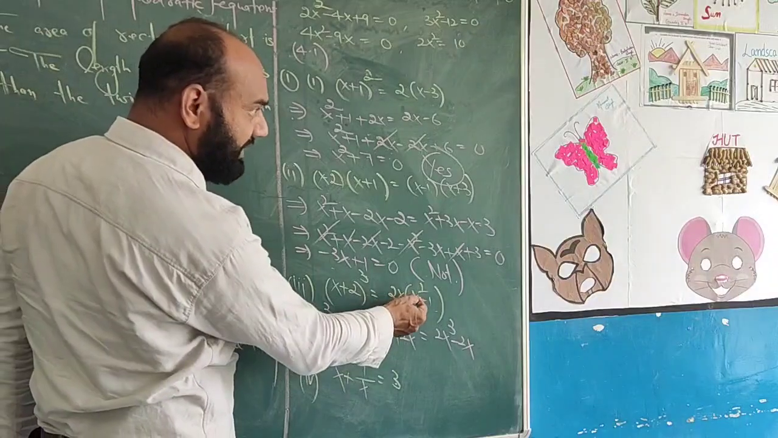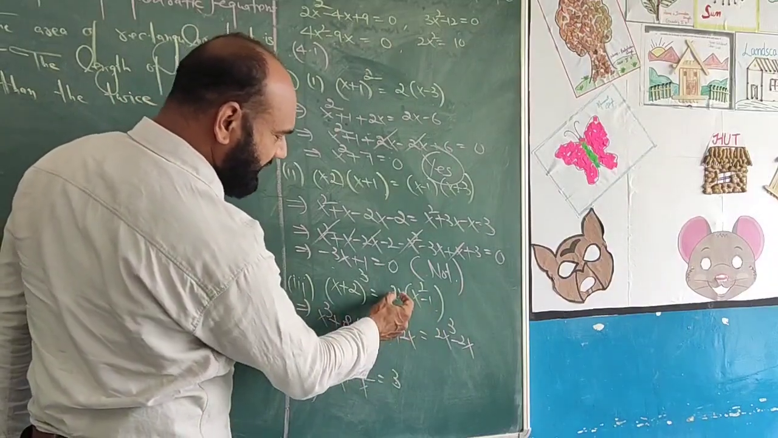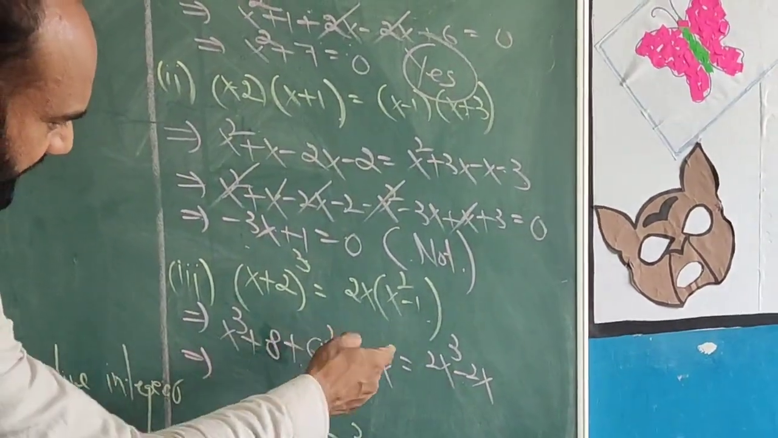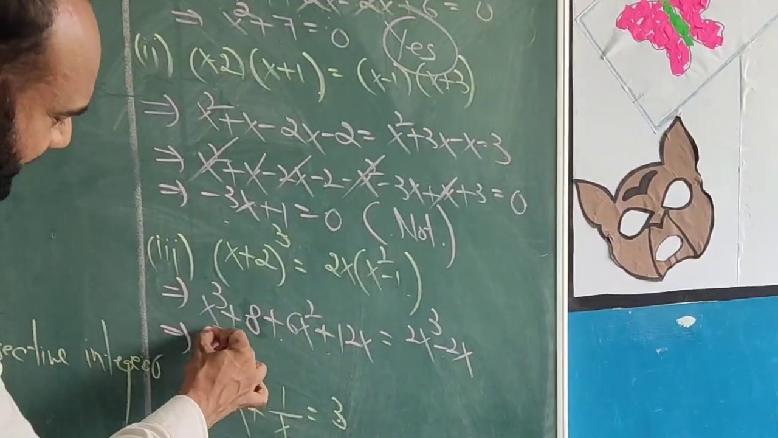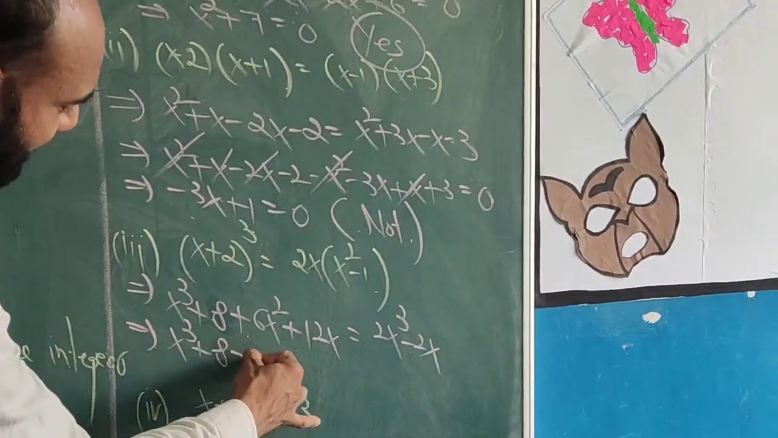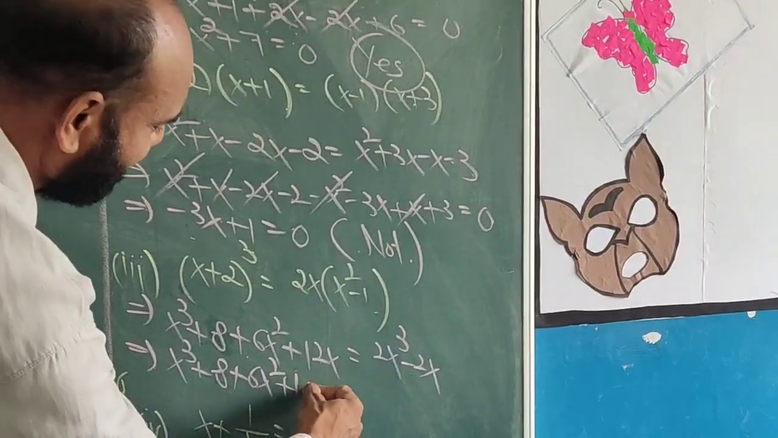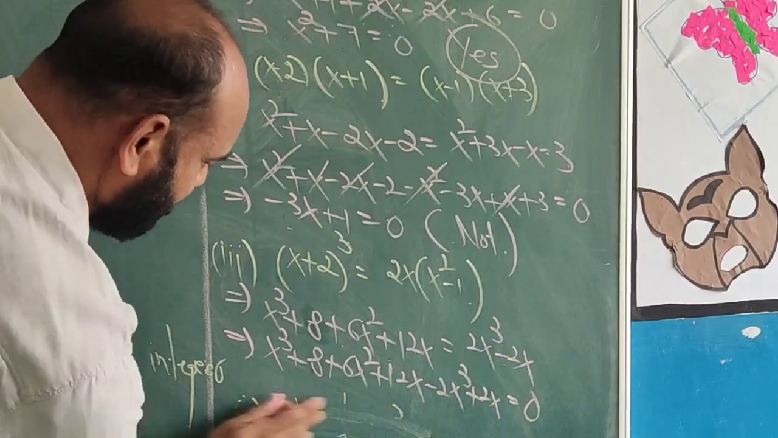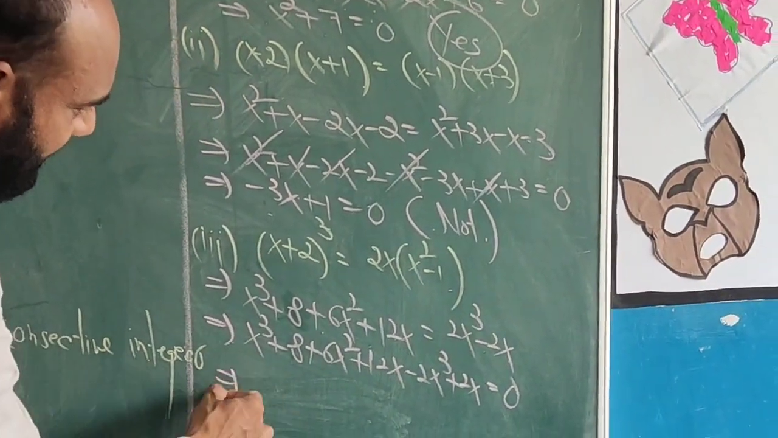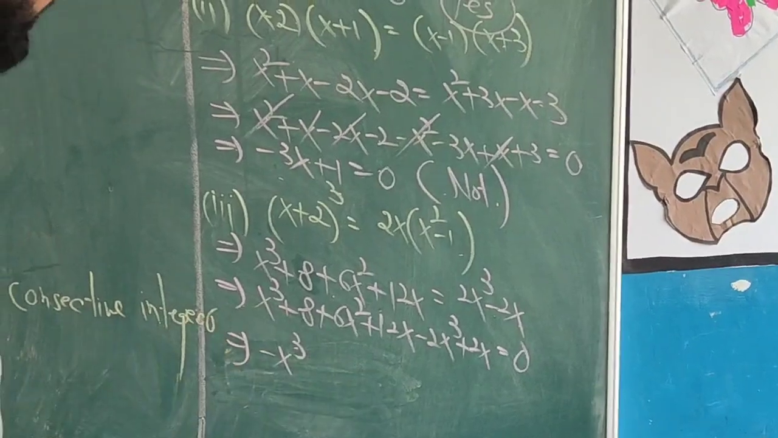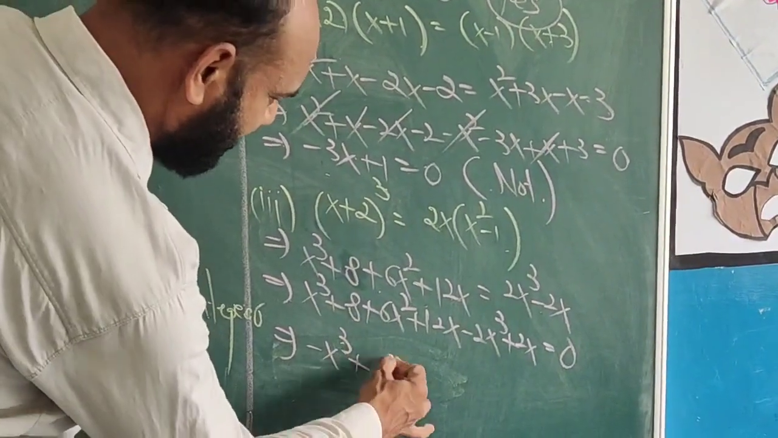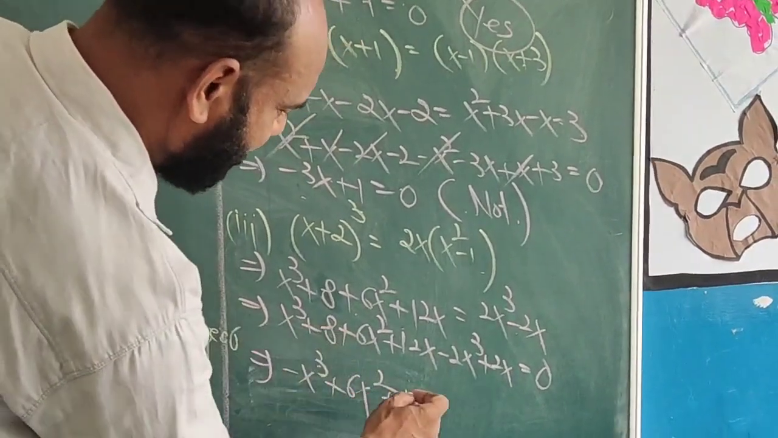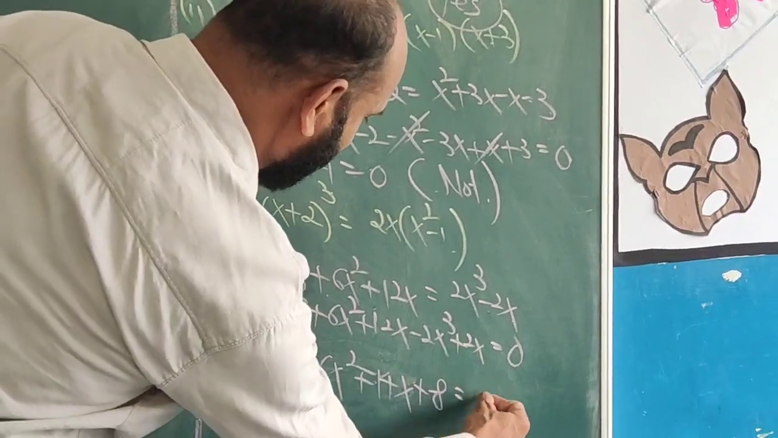First of all, 2x is multiplied with x square, which is 2x cube, and then 2x is multiplied by minus 1, which is minus 2x. After the calculation, on this side we have x cube plus 8 plus 6x square plus 12x minus 2x cube plus 2x is equal to 0. And x cube minus 2x cube is minus x cube, plus 6x square, and next 12x plus 2x is 14x, and plus 8 is equal to 0.